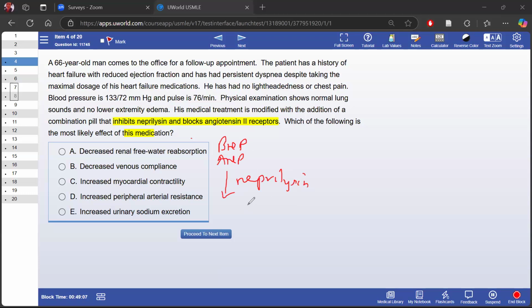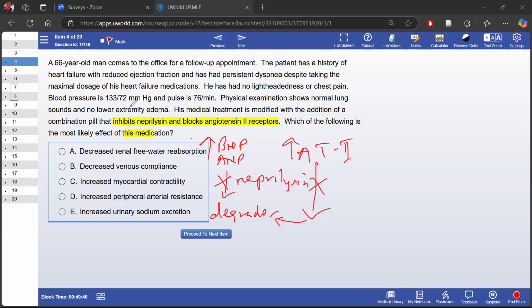Neprilysin degrades ANP and BNP, right? It degrades them or neutralizes them. That's what neprilysin does. And it also degrades angiotensin 2 as well, right? So this drug, if I block neprilysin, what happens to BNP and ANP? Their levels go up, and angiotensin 2 will go up too, right? If I'm blocking neprilysin, BNP will go up, and angiotensin 2 will also go up.